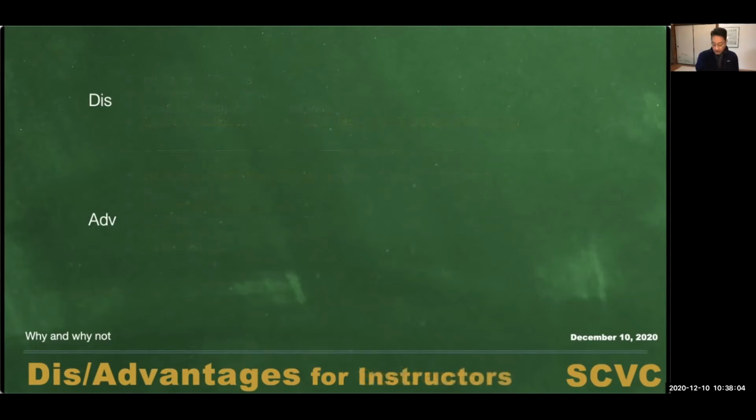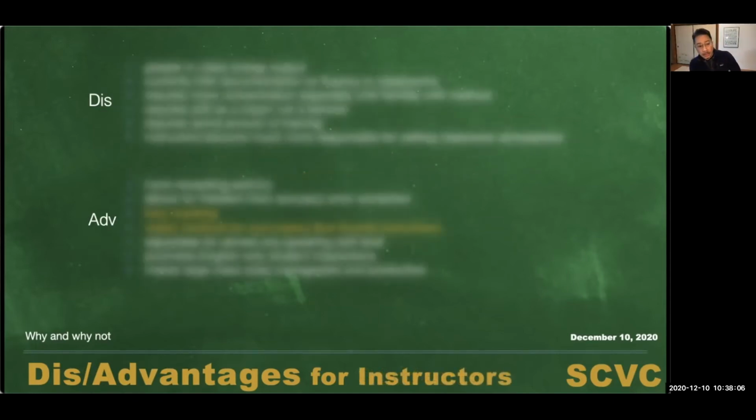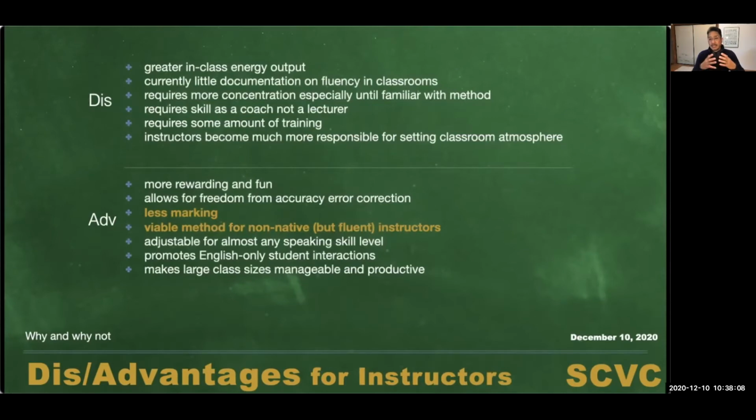Move on here. Okay, now for the teachers, there are disadvantages, but again, the advantages far outweigh them. And here's where I think it's important for you as JTEs, so to speak specifically to the JTEs. This is a viable method for non-native but fluent instructors. And I say but fluent, but you can take out that but fluent. You don't actually have to be fluent to teach this. What you do have to do is be very honest with your students about whatever level of English that you're at.